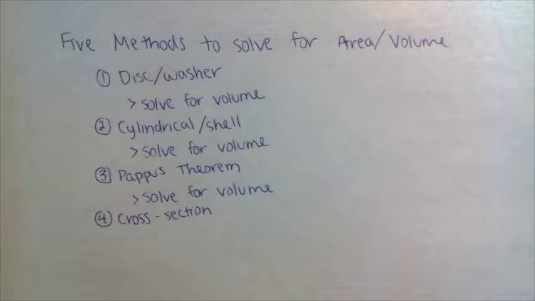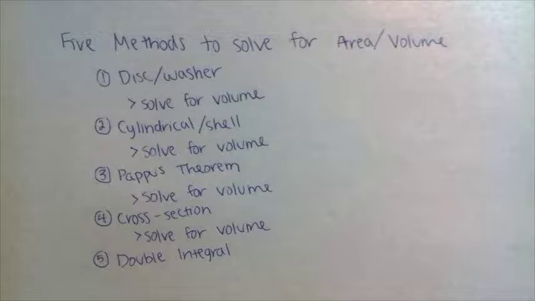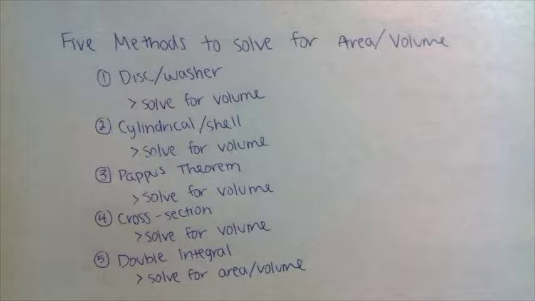The fourth method is cross-section, which we also use to solve for volume. And the fifth method is double integral, which we can use to solve for both area and volume.